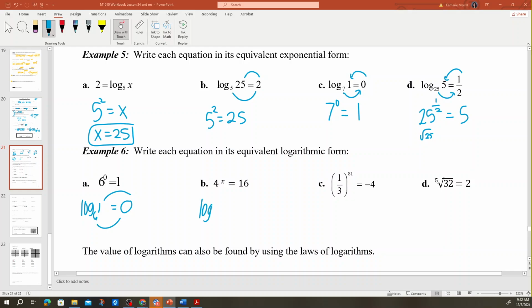How would you guys convert this one? Log base 4 of 16 should equal x. Good job. Check your around the world. 4 to the x is 16. Good. Log base 1/3 of -4 is 81.